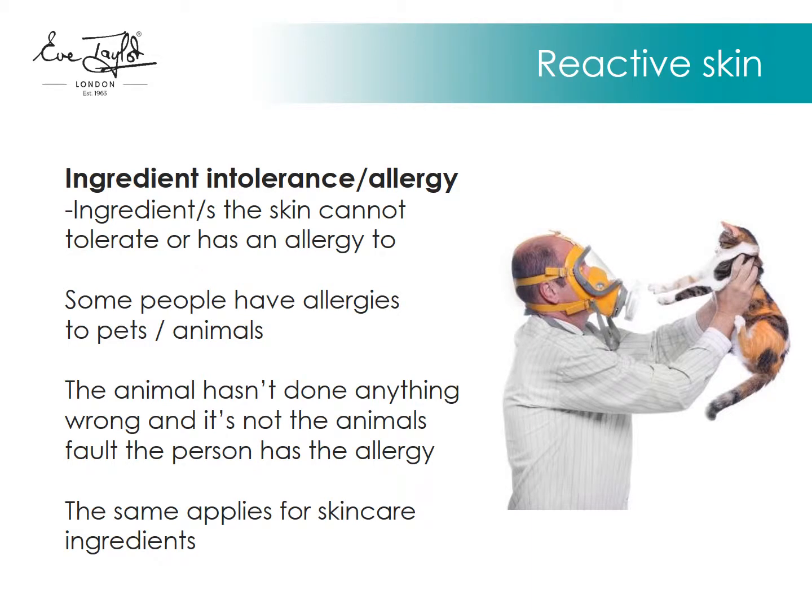Now, with ingredient intolerances and allergies, unfortunately, as human beings, we are highly individual and we may encounter an ingredient or ingredients which our skin just cannot tolerate or has an allergy to. So, if we think about other types of allergies, for instance animals, some human beings have allergies to animals, but the animal hasn't done anything wrong. It's not the animal's fault that we have the allergy to them.